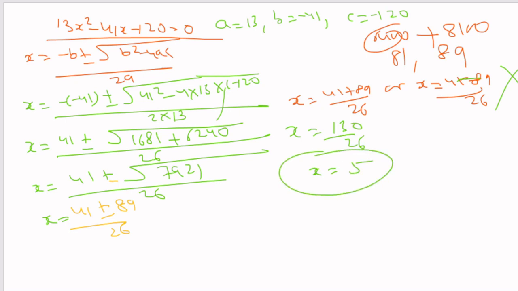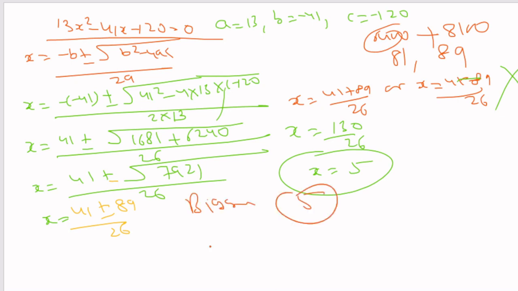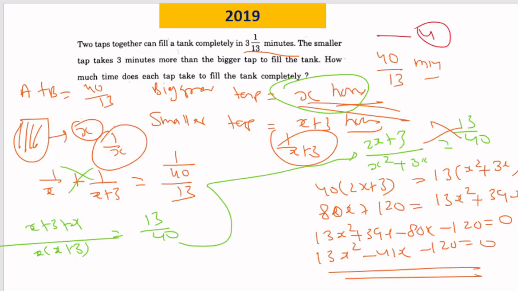And what is x equal to 5? x equal to 5 is the bigger tap's hours. So what was required? How much time does each tap take to fill the tank completely? So the bigger will take 5 hours, then the smaller will take 5 plus 3, 8 hours, simply, right? This is an interesting question. That's the reason it is for 4 marks and justifiable.